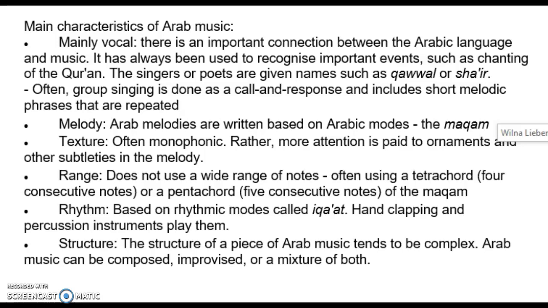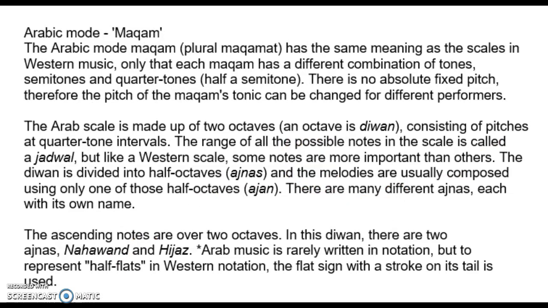And then the structure. The other candidate didn't mention a lot of the structure. The structure of a piece of Arab music tends to be complex. Arab music can be composed, improvised, or a mixture of both. I stand corrected. This candidate also mentions the makam, and I see the Arabic mode makam has the same meaning as the scales in Western music, only that each makam has a different combination of tones, semitones and quarter tones. There's no absolute fixed pitch, therefore the pitch of the makam's tonic can be changed.